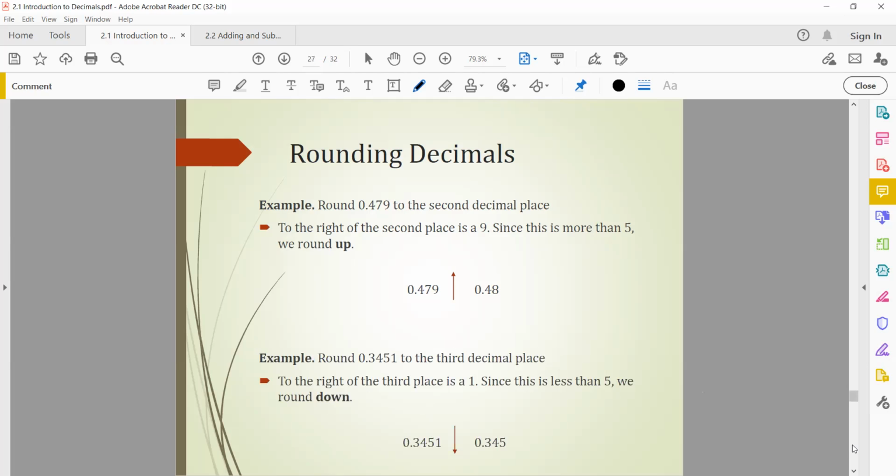Okay, let's do this one. 0.3451. Round to the third decimal place. So the fifth is at the third decimal place, or 5, I should say. And to the right of that is 1. So that 1 is just going to drop and everything else will just stay the same because we're rounding down.